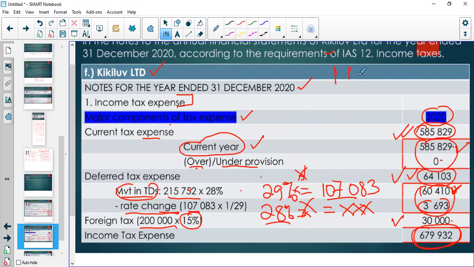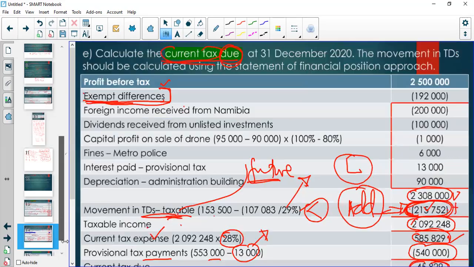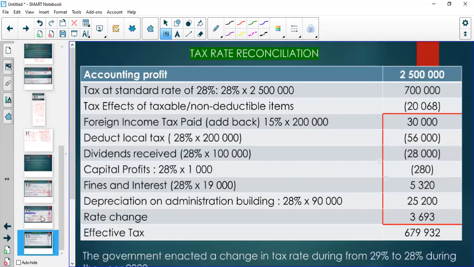So we have a profit before tax, 2,500,000. Then income tax expense is 679,932. Then we have to do a tax rate reconciliation. We have to show what happened, because the users of financial statements, when we say profit before tax 2.5, then immediately below that income tax, they think that the income tax is going to be 28% of this. So the users are expecting 700,000. Now this accounting standard requires a reconciliation. What happened that it's not 700,000? The income tax expense is 679,932. Why is it not 700,000?